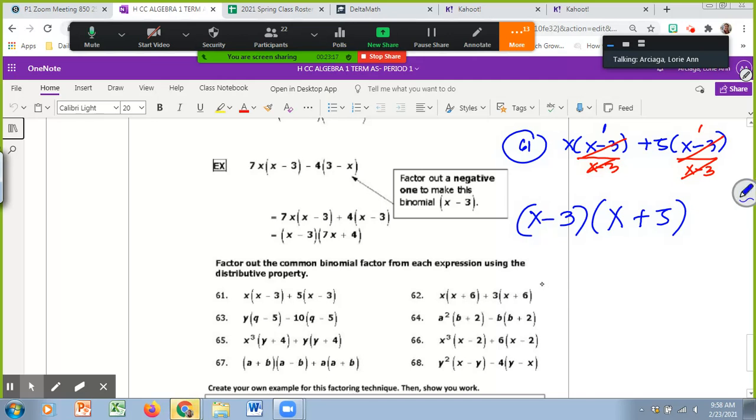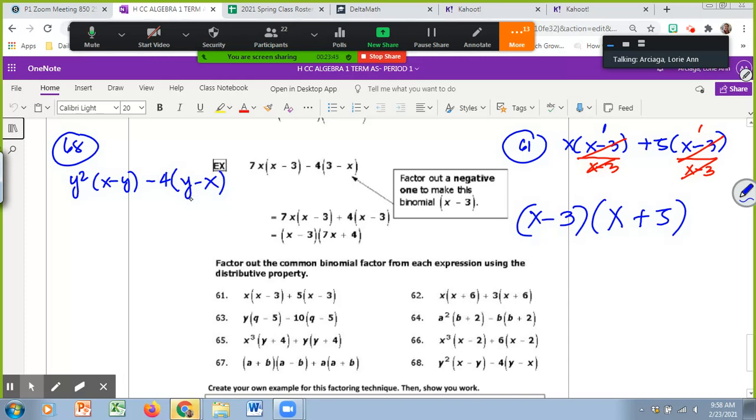Okay, let's try another one. I want to do something that has a rearranging thing. 68. Okay, let's try 68. For 68, you have y squared times (x minus y) minus 4 times (y minus x). So if you look at the things inside the parentheses, they look similar, but not exactly.